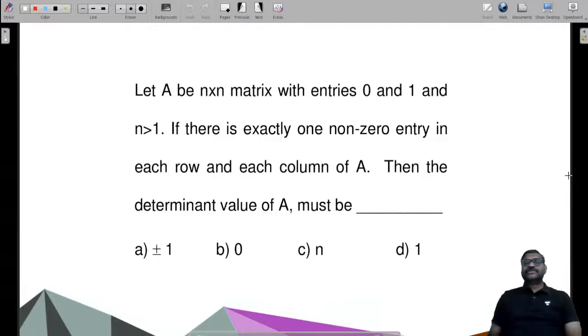Not only matrix theory. Today I am going to cover entire matrix theory. Tomorrow calculus. Day after tomorrow vector calculus. Like that. Okay na?